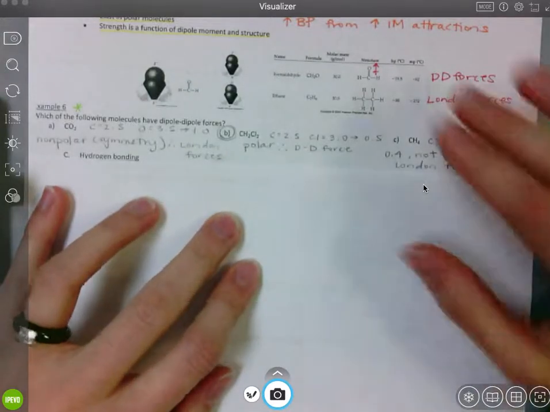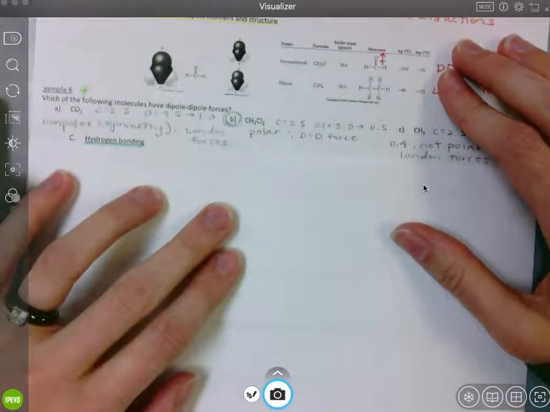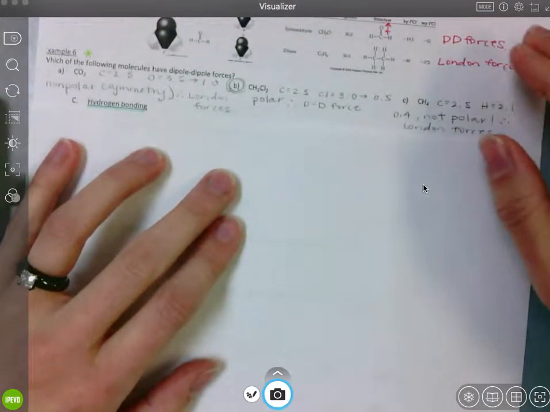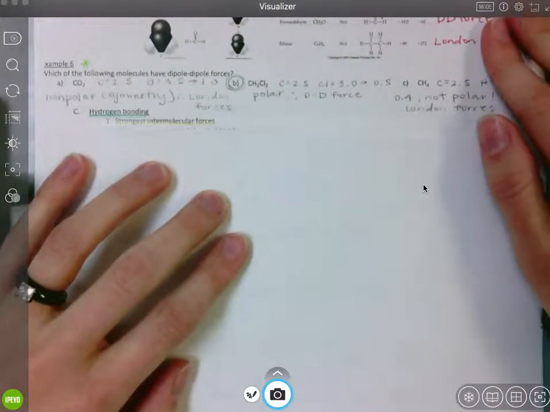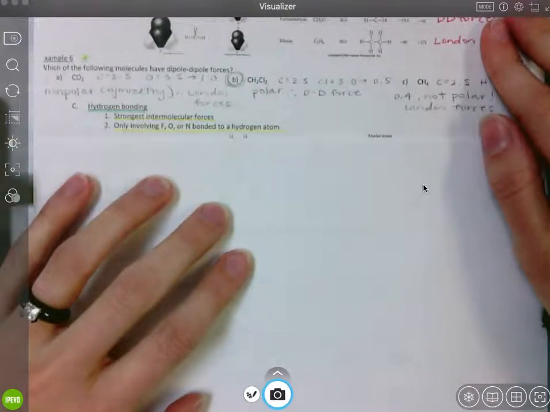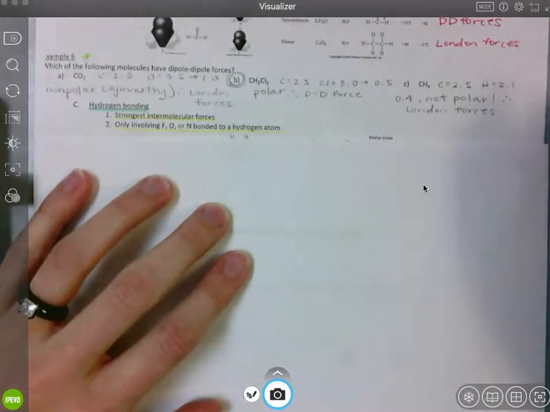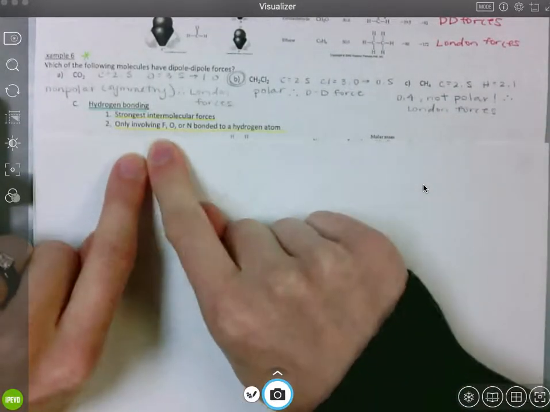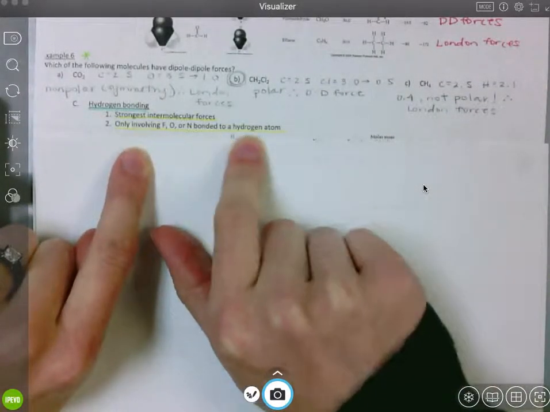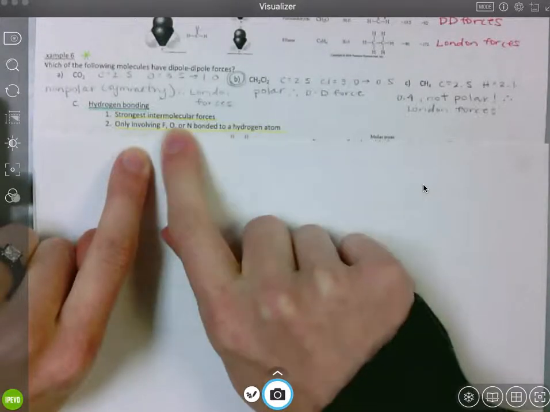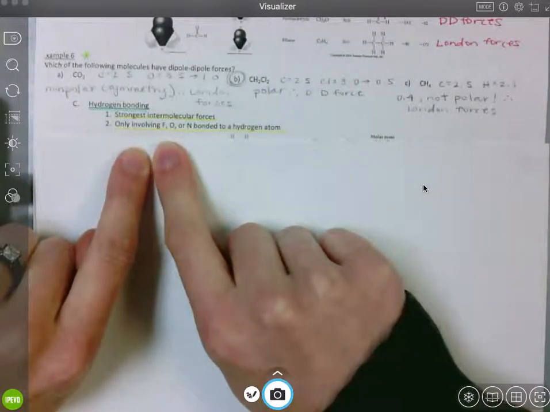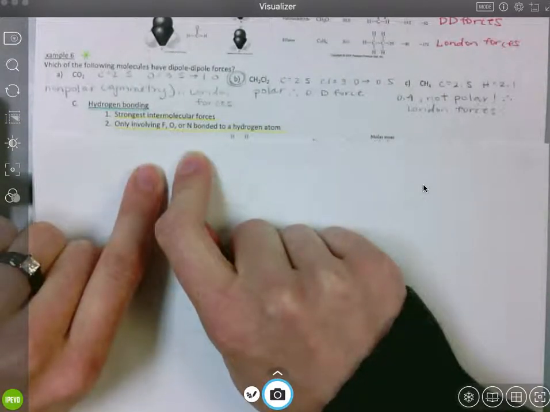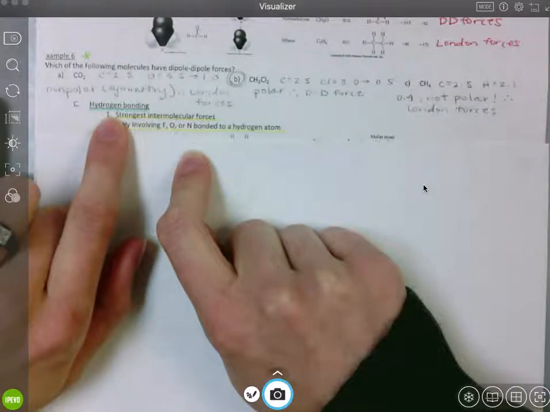Okay, let's look at our third and last type of intermolecular force that we're going to be looking at. Okay, hydrogen bonding. So hydrogen bonding, this is our strongest intermolecular force that we are going to see. These involve only a fluorine, oxygen, and nitrogen bonded to a hydrogen atom. So we have to have fluorine with a hydrogen attached to it, oxygen with a hydrogen attached to it, or nitrogen with a hydrogen attached to it in order for there to be hydrogen bonding.